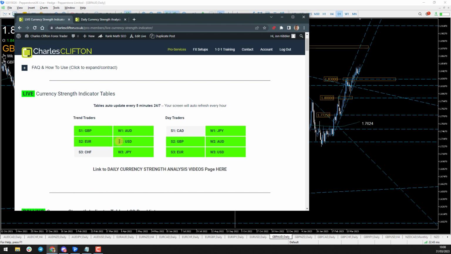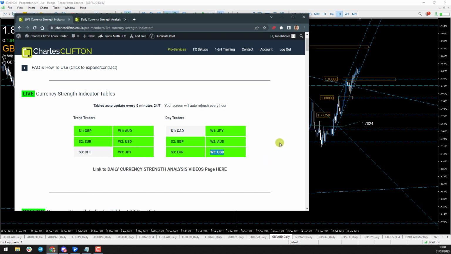The table's obviously highlighting multiple different currencies here. You can see that the Euro is S2 on the trend traders, S3 on the day traders. You can see that the yen tops the day traders as the weakest and is the third weakest on the trend traders. You can see that the dollar is W2 on the trend traders and W3 on the day traders. So lots of currencies there that you could be taking a look at going into today's session.